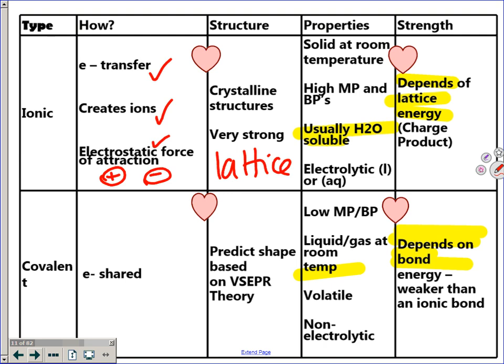You probably already have solid at room temperature, high melting points and boiling points. This is not news to you, right? All this stuff is good. Yes or no? Okay, it's on your charts. The one thing you maybe didn't have on your chart is usually water soluble, meaning whenever you drop... I'm actually going to maybe add this over here.